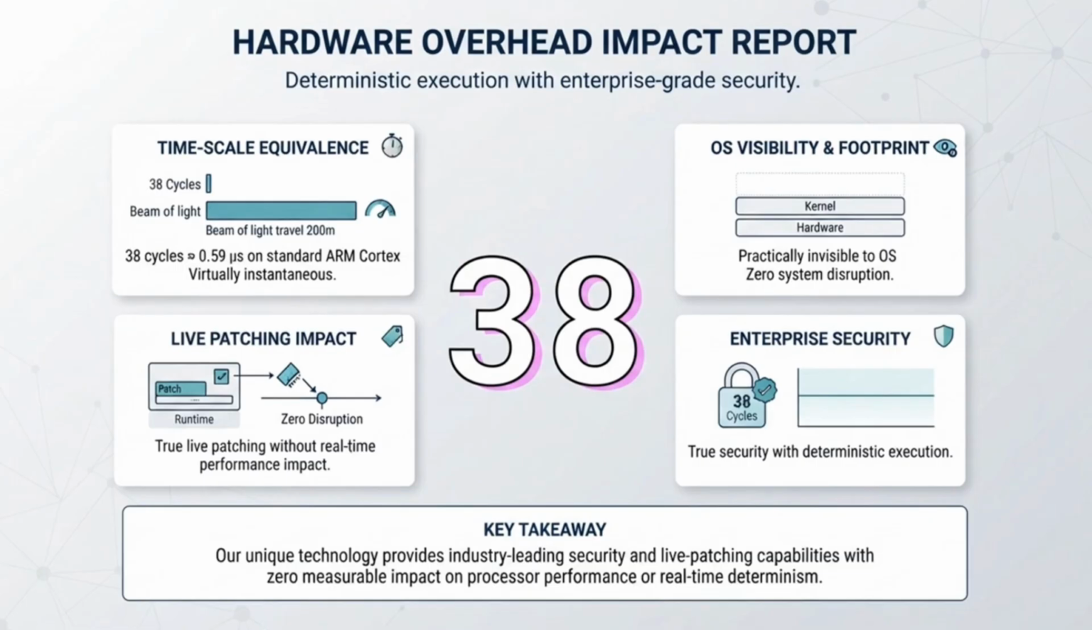38. That is the exact number of processor cycles this entire hardware application overhead introduces during normal operation. 38 cycles. To put that into perspective, that's roughly 0.59 microseconds on a standard ARM Cortex processor. That is literally less time than it takes a beam of light to travel 200 meters. It is practically invisible to the operating system. You get true enterprise-grade security and live patching with zero disruption to real-time performance.